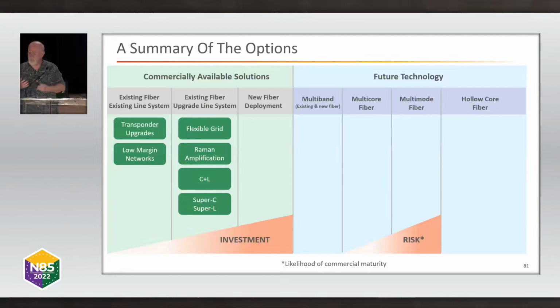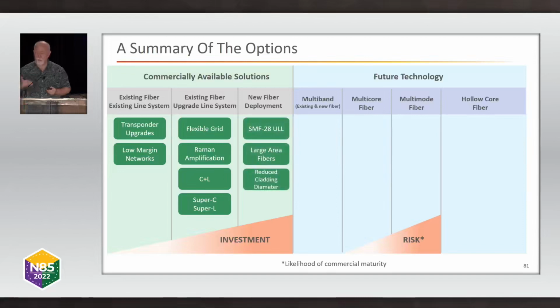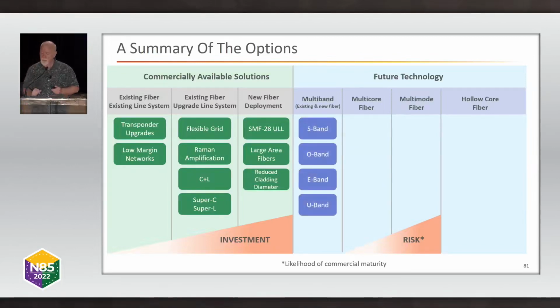Then you have the options for squeezing out more capacity on existing fibers by upgrading your line systems, moving to flexible grid, Raman amplification, C+L, and then Super C, Super L. And then the new fiber deployments, of course, we've got ultra low loss SMF-28, we've got large area fibers, and we've got these reduced cladding fibers that mean you could have high fiber count cables. So then multiband, of course, I think there are lots of questions with multiband. It's a mixed picture.